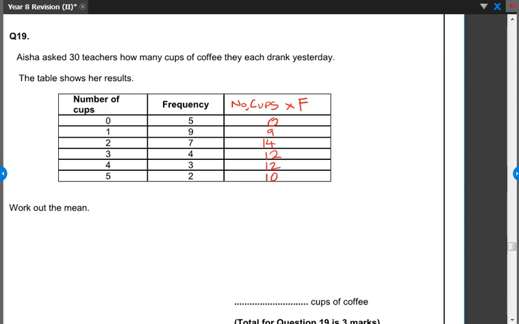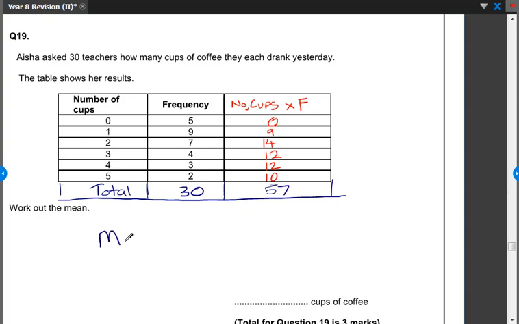So what we do now is close your eyes and say a prayer and hope that it's all done for you. No, you don't. What you do is this: you add up the frequency. So 5 plus 9 is 14, 21, 25, 28, 30. Okay, so the total is this. There we go. So the total, if you want to draw a table, or extend it. And here, 0 plus 9 is 9, 23, 35, 47, 57.